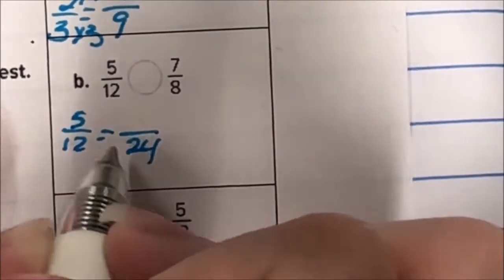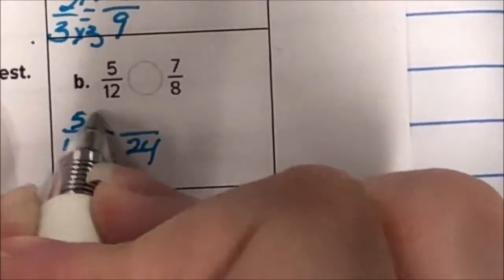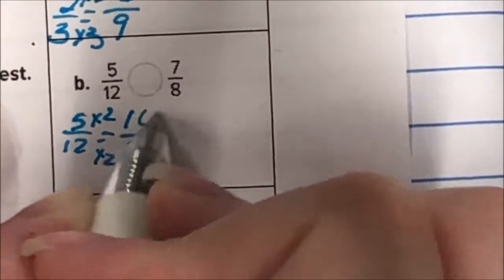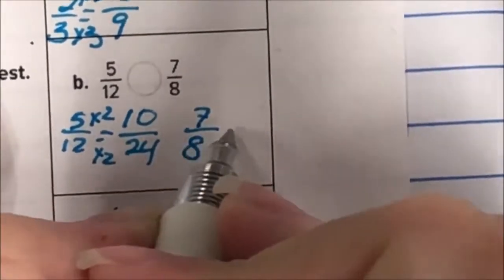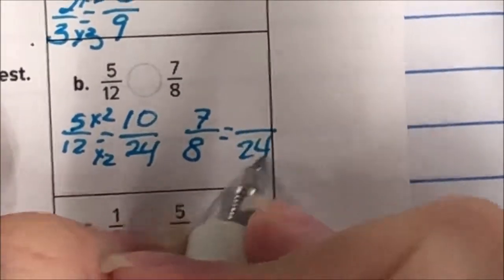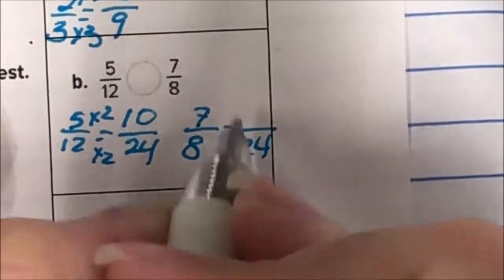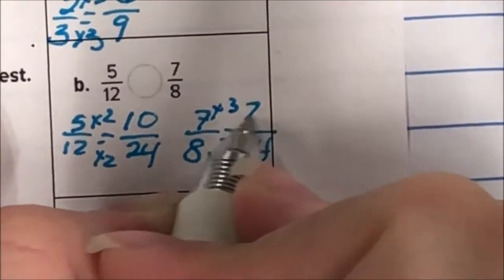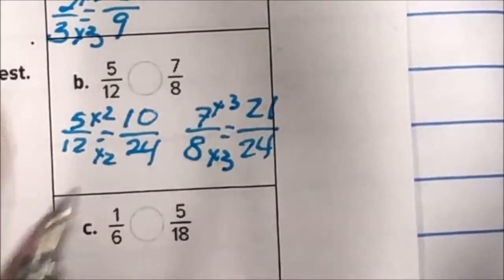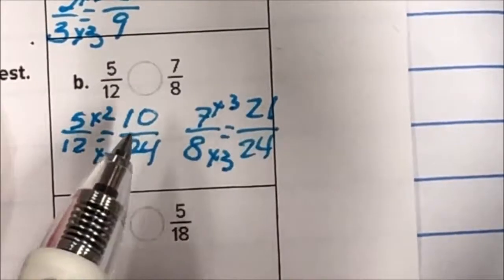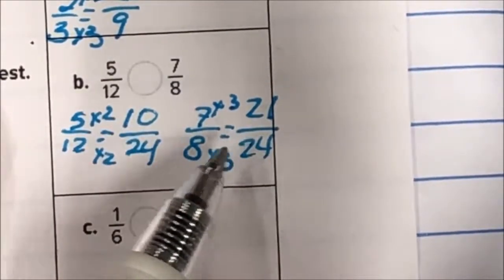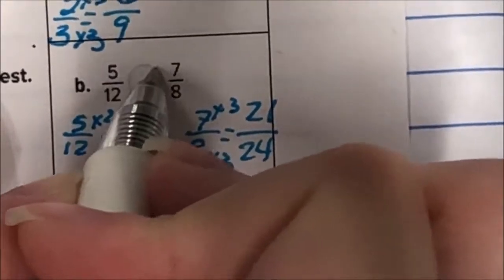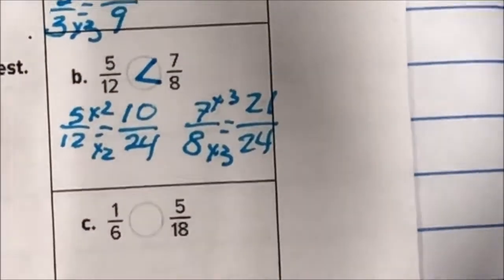Twelve times 2 gave me 24. So 5 times 2 gives me 10. And 7/8, 8 times 3 gives me 24. So 7 times 3 is 21. Between 21 and 10, 21 is bigger. So 5/12 is smaller than or less than 7/8.